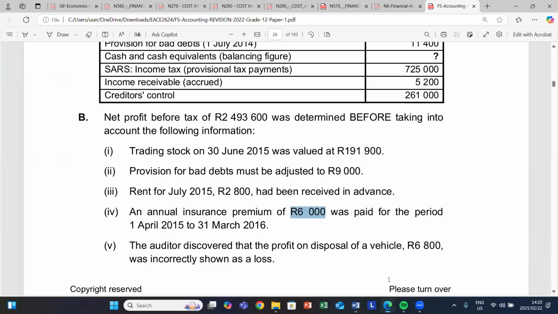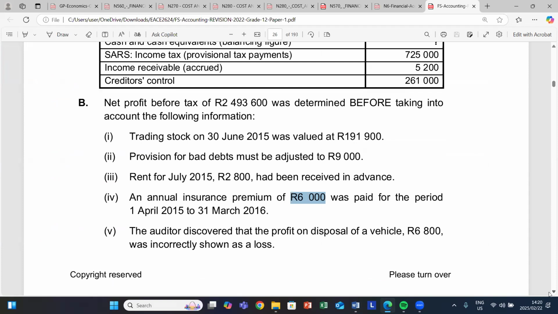Then we go to our next adjustment. The auditor discovered that the profit on disposal of a vehicle, 6,800, was shown as a loss. So what's happening there? A business sold a vehicle and then they made a profit. You made a profit of 6,800. This is the profit that we made. But in their calculation, instead of writing it as a profit, they recorded the amount as a loss. They made a huge error by recording this 6,800 as a loss.